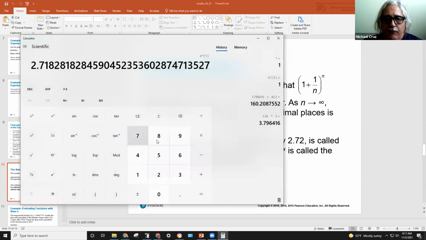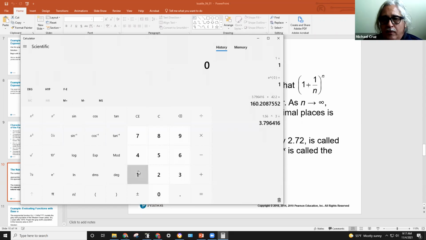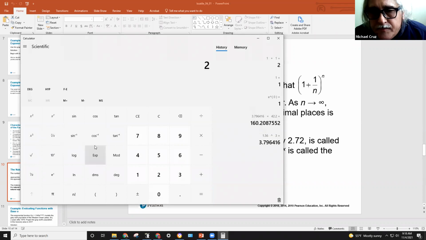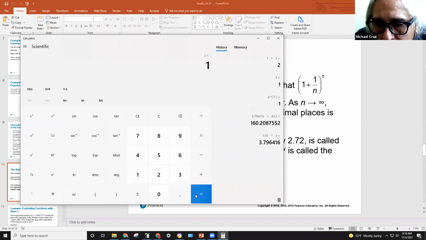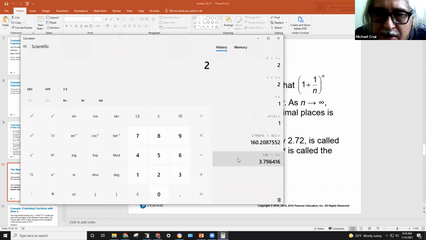Just to kind of show you, if we put in 1 on that, so 1, and then 1 over 1 is just 2, and then we take that to the first power. See, that's how it starts out, 2.